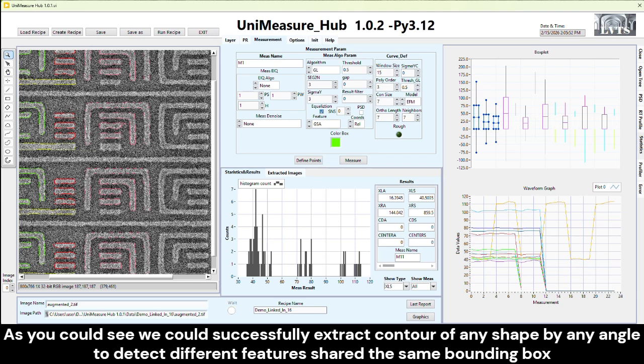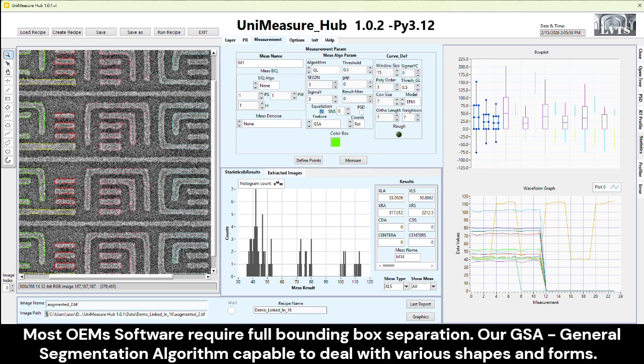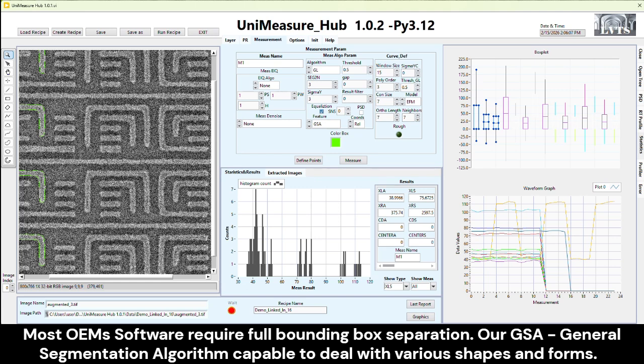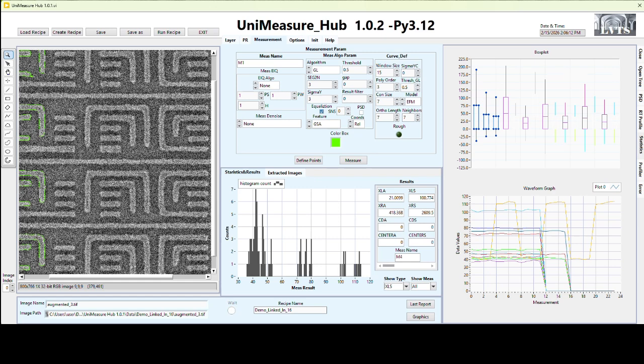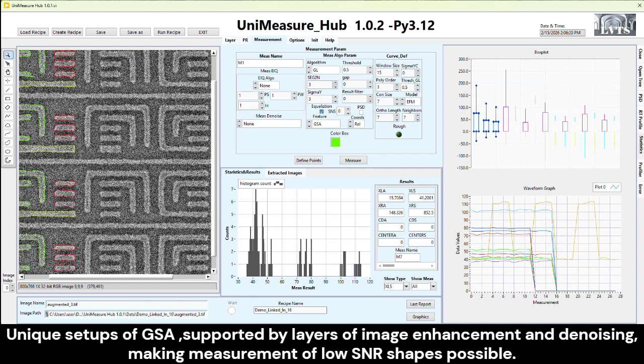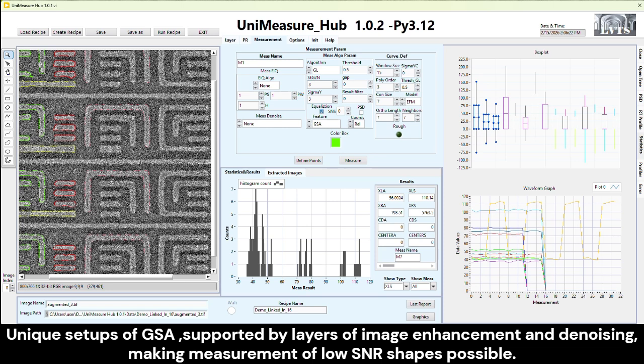As you can see, we can successfully extract the contour of any shape at any angle to detect different features that share the same bounding box. Most OEM software requires full bounding box separation. Our GSA, general segmentation algorithms, is capable of dealing with various shapes and forms. Unique setups of GSA, supported by layers of image enhancement and denoising, make measurement of low SNR shapes possible.